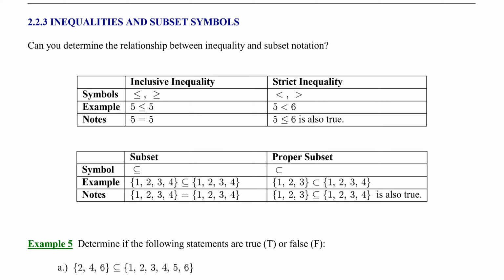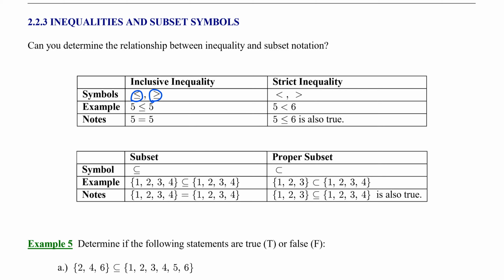The first table that you see there deals with inequalities. On the left side, we have our two inclusive inequalities. They are less than or equal to and greater than or equal to. Those are really two symbols in one. They're expressing an inequality and also the possibility of an equality. So for example, 5 is less than or equal to 5 is a true statement because it is satisfying the equal to part of that sign.